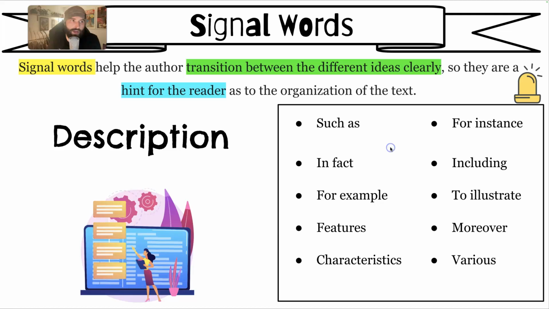Now our next slide here is signal words. This is the second definition in the top left corner. Signal words help the author transition between the different ideas clearly, so they are a hint for the reader as to the organization of the text. And I just have a list of signal words here, but I've already put them in your notes for you, so you don't need to copy any of these down.